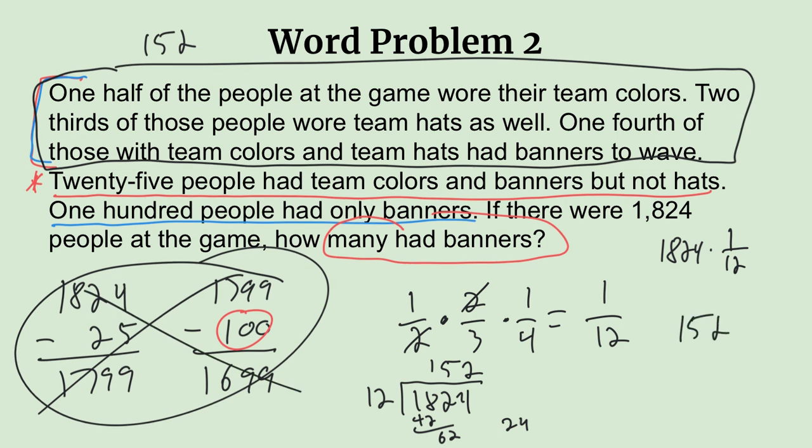Then we also had 25 people who had banners and team colors, but not hats. That's the red. And we also had 100 people who just had banners. And we want to know all the people who had banners. So it doesn't matter if they had team colors, team hats, banners, one of them, just how many people in total had a banner with them. So we add this together. We get 277 people.